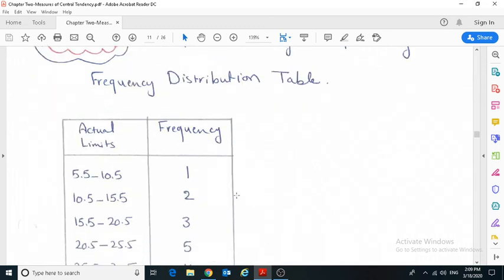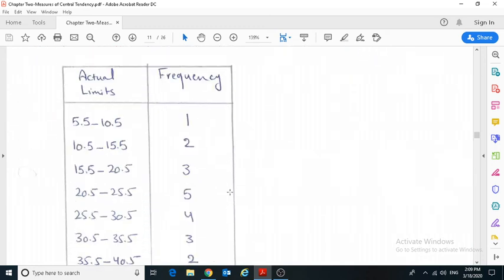This is an exercise for you. Try to solve it. Here they give us the actual limits, so you have to add another column, the midpoints, which is the lower plus upper over 2, and multiply f by x.